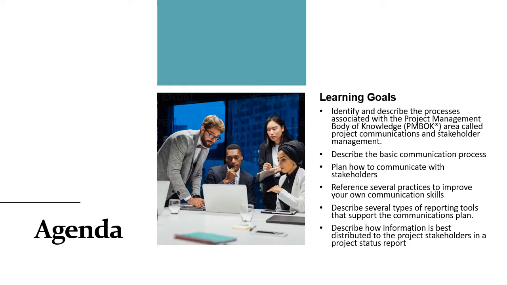To achieve this, we will look at the basic parts of the communication process and learn how to plan regular, transparent, honest, and accessible communication with project stakeholders. This will include reviewing some time-proven practices at improving our own communication skills and identifying tools that can help get messages back and forth quickly and with ease. Lastly, we will look at the project status report and the information it conveys to the stakeholders.